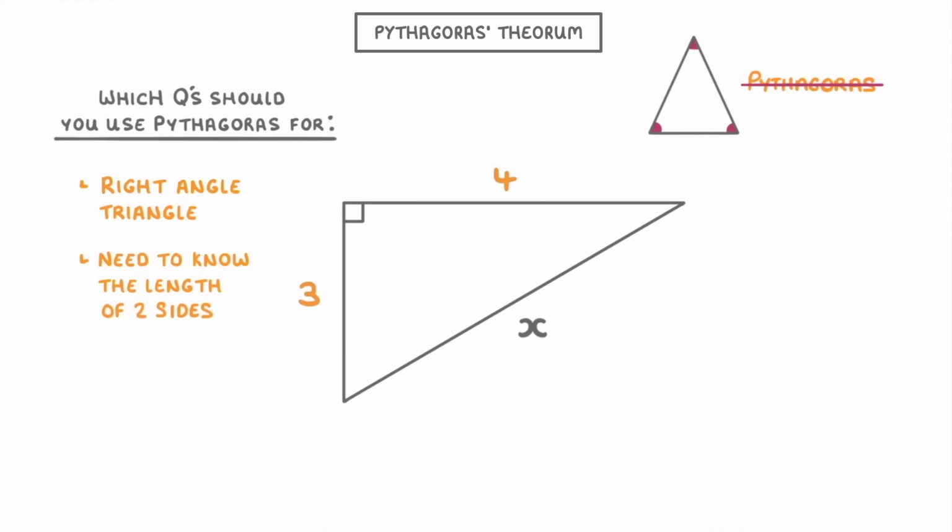You also need to know the lengths of two of the sides. It doesn't matter which two you know, but you do have to know two of them, like in this one where we know the length of 3 and 4. And lastly, there has to be one missing length that we're trying to find, so x in this case.